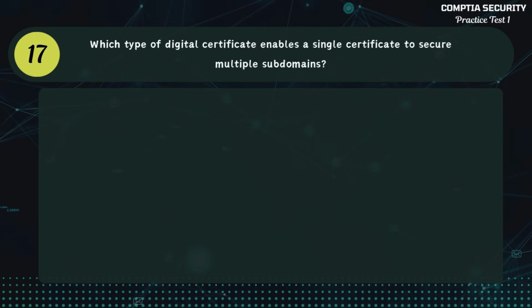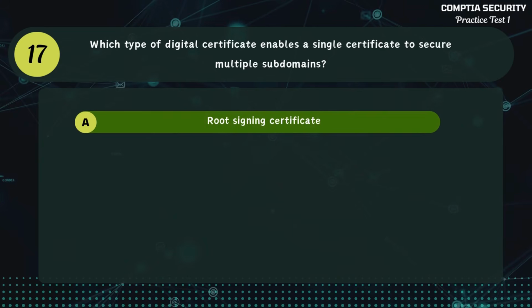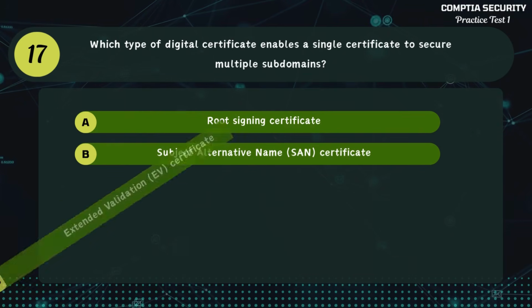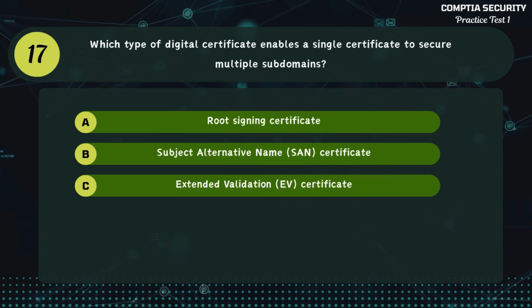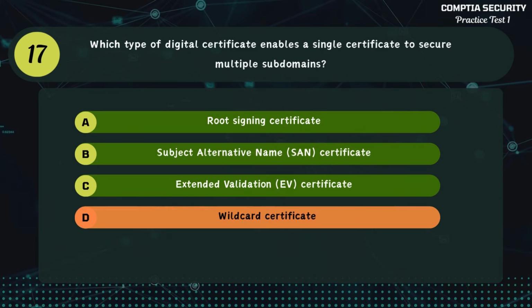Question 17. Which type of digital certificate enables a single certificate to secure multiple subdomains? A. Root Signing Certificate. B. Subject Alternative Name Certificate. C. Extended Validation Certificate. D. Wildcard Certificate. Correct answer D. Wildcard Certificate.